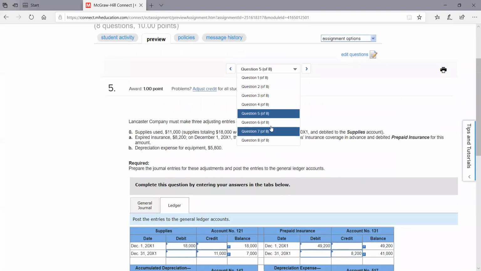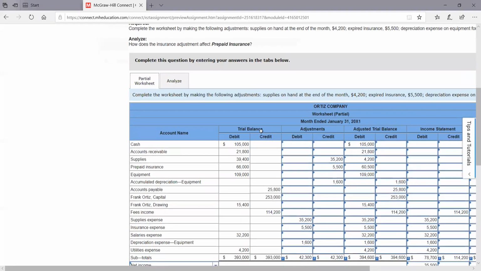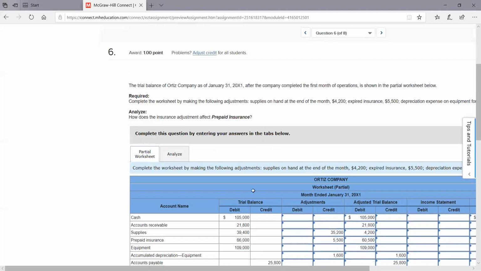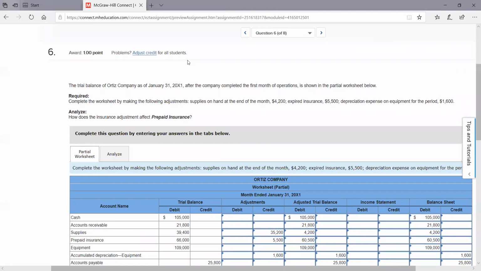Let's check out number 6. Again, more of this worksheet on this one. Let me move this over so you can see it better. And so on this one, they've given you the trial balance. We've got the first month of operations. They give you the adjustments. You're going to have supplies adjustment, insurance, depreciation, so three different adjustments. And they want you to plug these in to your worksheet.